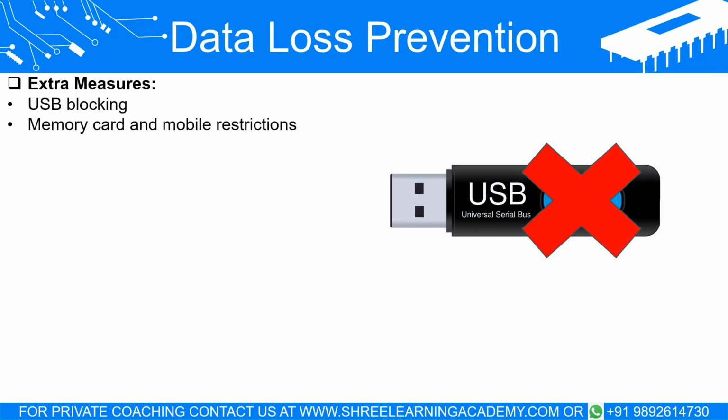Extra measures for data loss prevention. USB blocking. DLP can be set to block all USB devices so no one can plug in a flash drive or take data. Memory card and mobile phone restrictions. Just like USB sticks, memory cards and mobile phones can also act as tools to steal data. Some companies even disable these functionalities to increase the security.